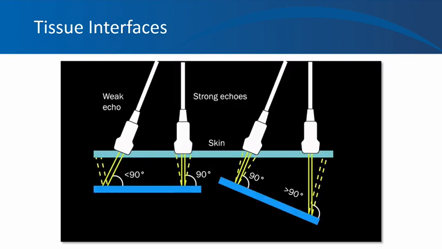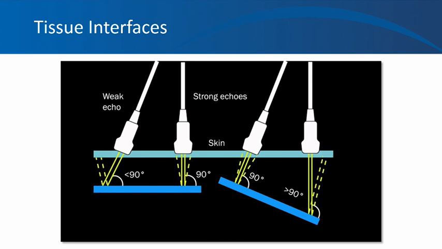Angle of insonation is another concept, which is defined as the angle of the ultrasound beam relative to the organ of interest. You get strong echoes, which means a better picture, when the angle of incidence approaches the angle of reflection, which happens when the beam is perpendicular to the surface. For example, when you image a transverse section of the aorta, the anterior and posterior walls, which are perpendicular to the beam, can be seen more clearly than the side walls, which are parallel to the beam.